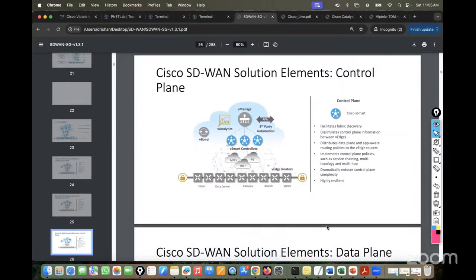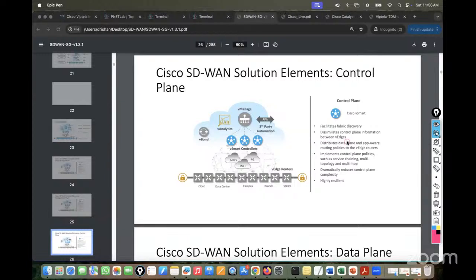Now we have the vSmart. That is the actual brain where the logical things are going to happen. So you can see this is going to facilitate discovery, means anything you are going to do. Fabric discovery in terms of the routing, that is the one device which is going to be used. It also disseminates the control plane information.